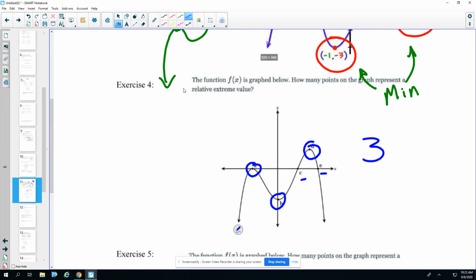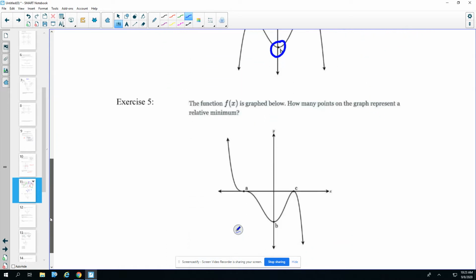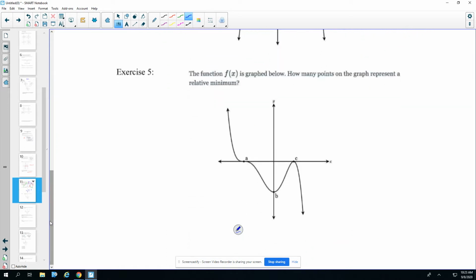Actually there's one more on this page, so just scroll down. This one says the function f of x is graphed below. How many points on the graph represent a relative minimum point? So this one, I don't know, it's not really a max or a min, it kind of flattens out, and we'll talk about what makes that later in the course. This one is a min, that one's a max, so we only have 1 point that represents a relative minimum.